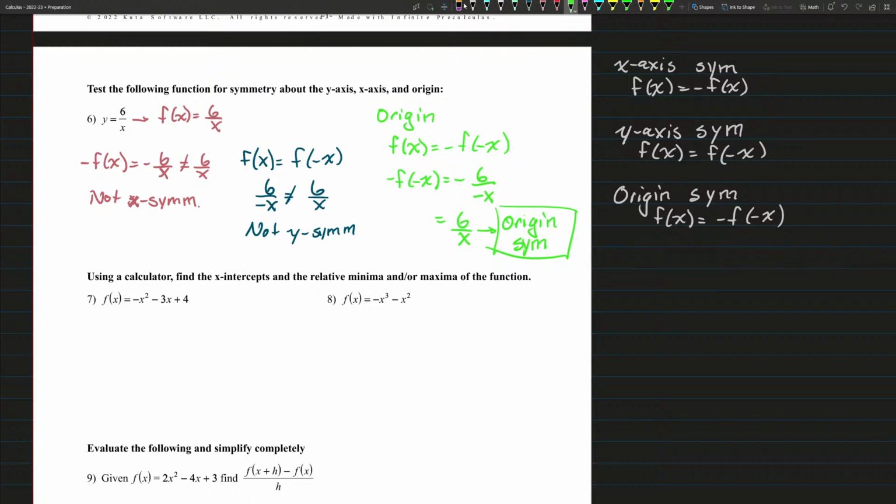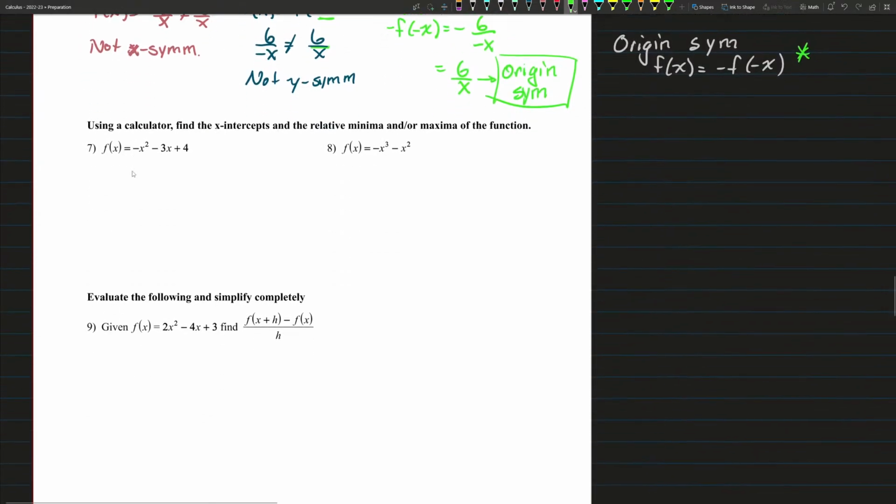Okay, so again, you're just testing these three things. So long as we know how to use function notation, that should not be a problem. Right, negative f of x means you're just taking the entire output, and you're making it negative. For y-axis, you're just taking the entire input and you're making it negative. So the input in this case, negative x, that's the x in the denominator. And you're testing to see if f of negative x equals f of x. And then you do the same thing, but both for origin symmetry. All right.